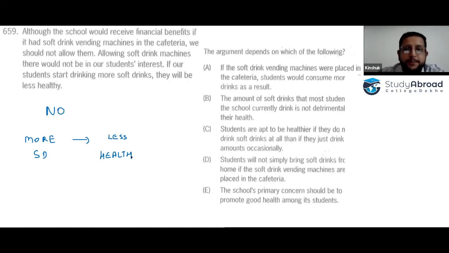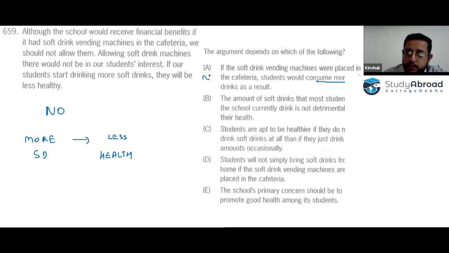our argument work. Now, if I look at answer choice A, it says if soft drink vending machines were placed in the cafeteria, students would consume more soft drinks as a result, right? So the author said that more soft drink is going to lead to less health. That was his backing, his support for saying that the machine should not be allowed. And this gives us another thing: if they are placed, students are going to consume more soft drink because of this. So more soft drink will lead to less health. That point comes through, right?